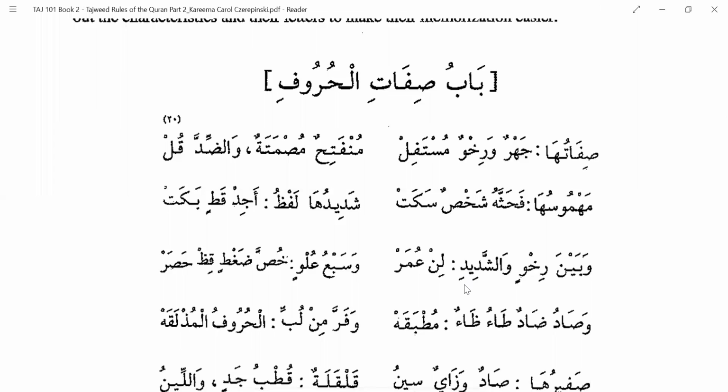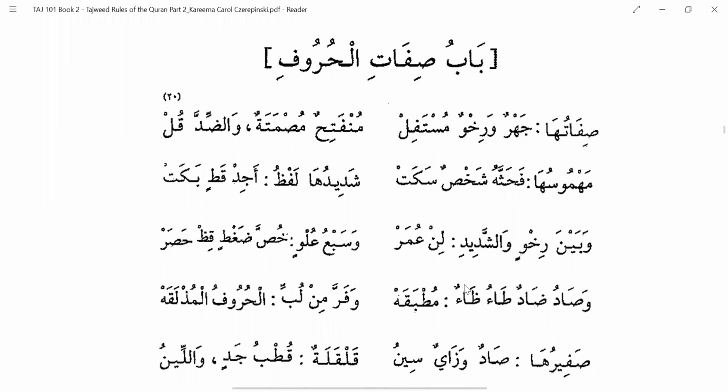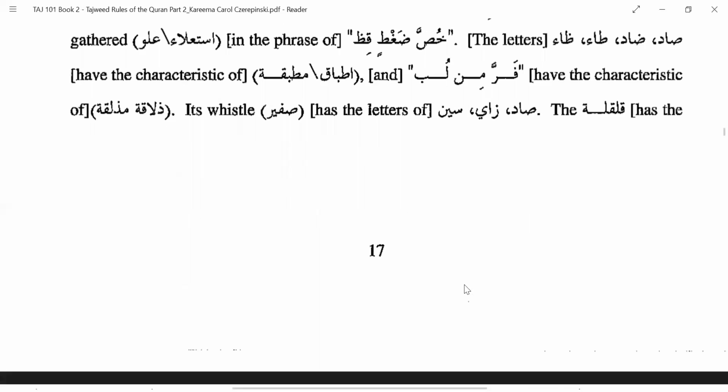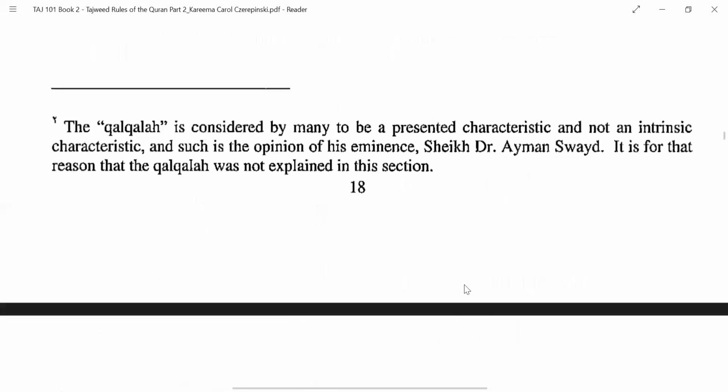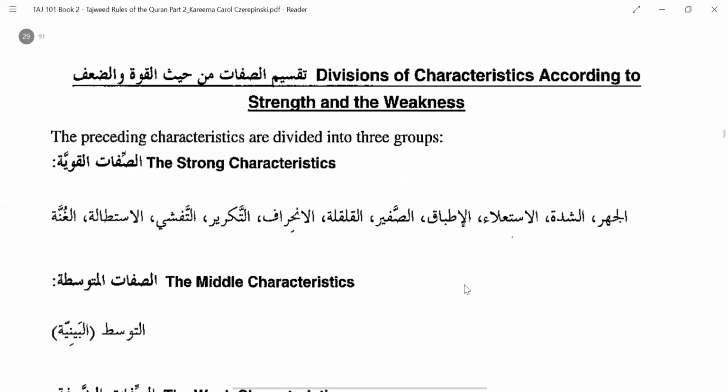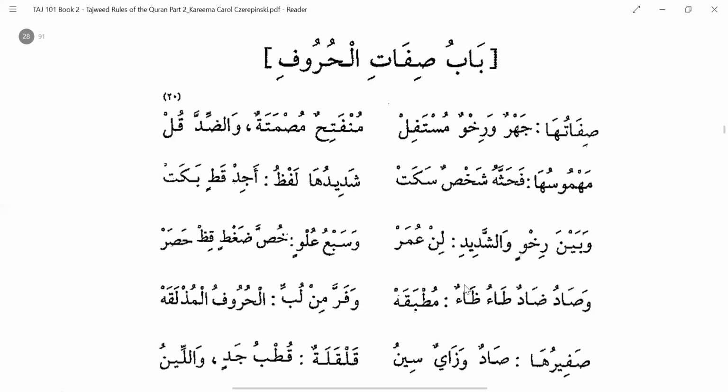Babu sifatil hurufi. You don't need to memorize this as of now, but those who are interested in memorizing the whole poem of Ibn al-Jazariya, it can be memorized. Inshallah, you can do that. And this is the end here. So let us complete this, inshallah.